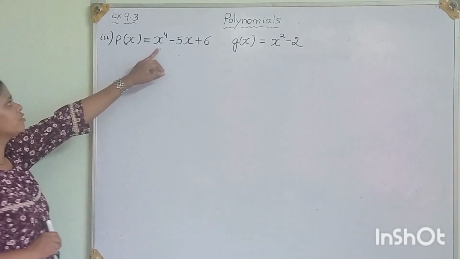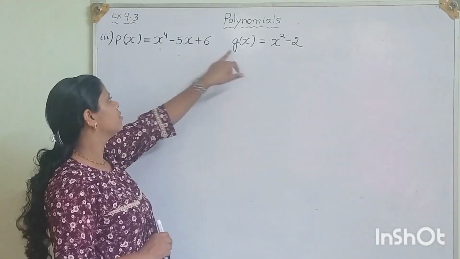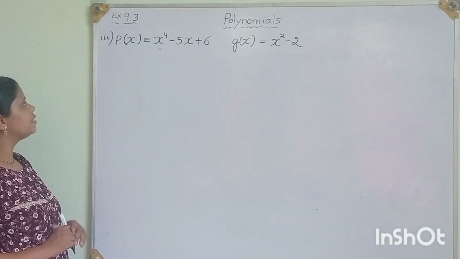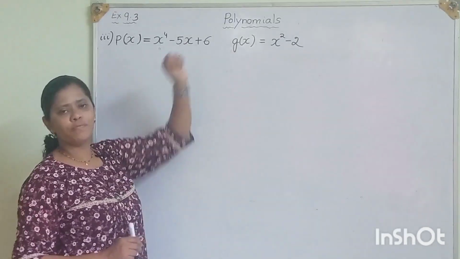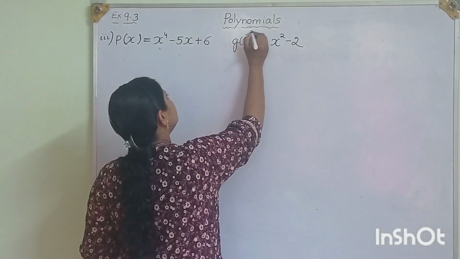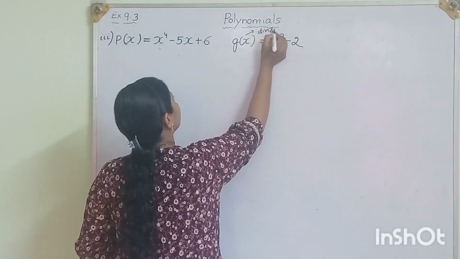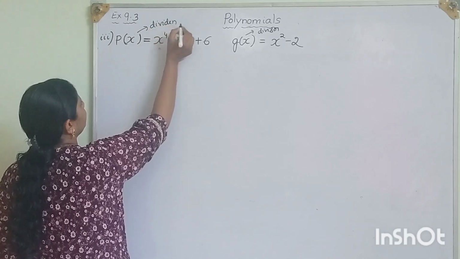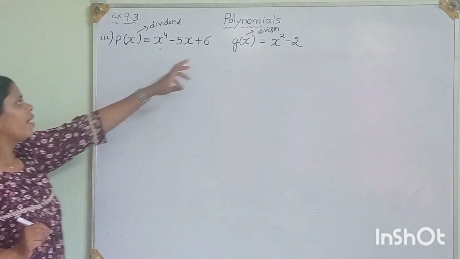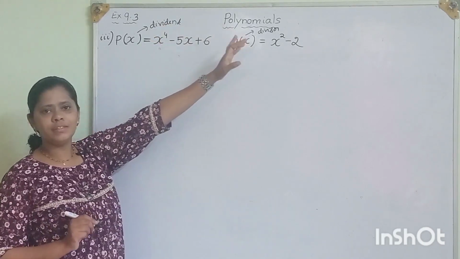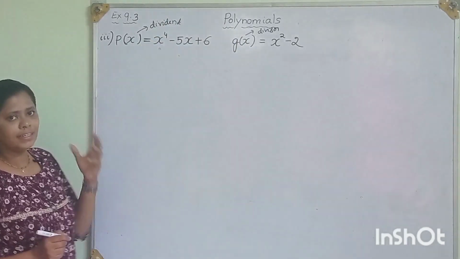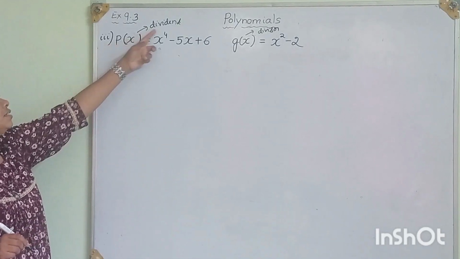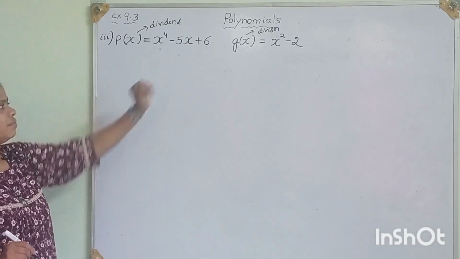P of x is equal to x to the power of 4 minus 5x plus 6. G of x is equal to x square minus 2. We will divide P of x by G of x. This is our divisor and this is our dividend. I am writing dividend and divisor for easy understanding; you can simply write P of x and G of x. P of x means dividend, G of x means divisor. Okay.